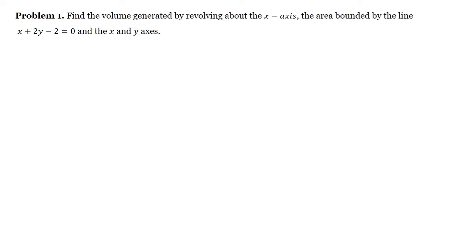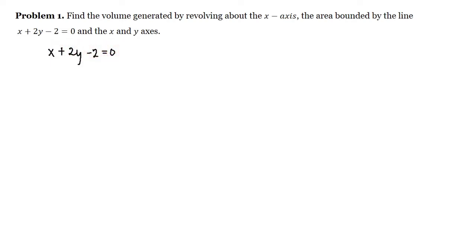So we have here our problem number 1. We are asked to find the volume generated by revolving about the x-axis the area bounded by the line x plus 2y minus 2 is equal to 0, and the x and the y-axis. So the first thing that we are going to do here is, of course, to express this in terms of y. So we have our equation x plus 2y minus 2 is equal to 0.